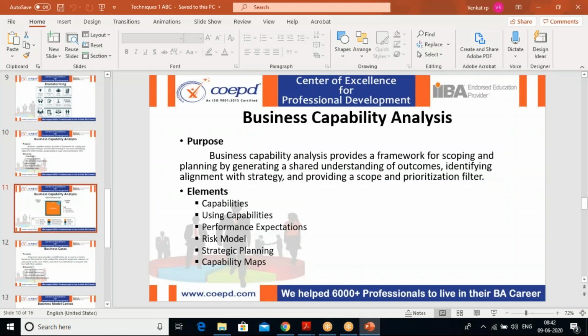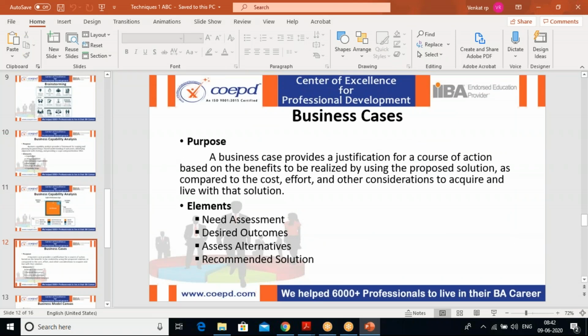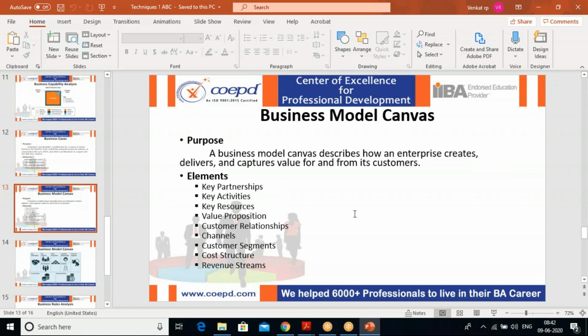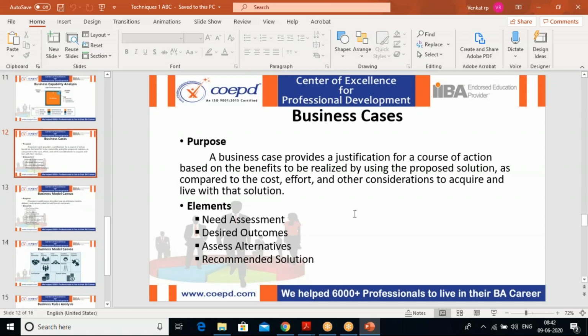Next, after this we have the business case. A business case provides justification for the course of action. It is based on the benefits to be realized by using a proposed solution as compared to the cost, effort, and other considerations to acquire and live with that solution. While looking into the business case, you will see the benefits list and feel that it is good to go ahead with this particular initiative. Using a business case, the management will decide whether we can take up this particular project or initiative. It is all based on the business case.